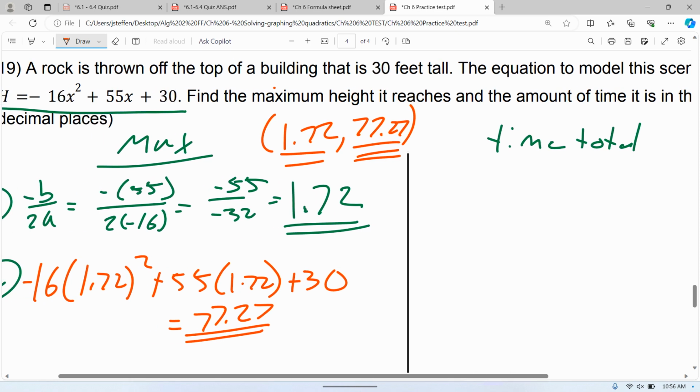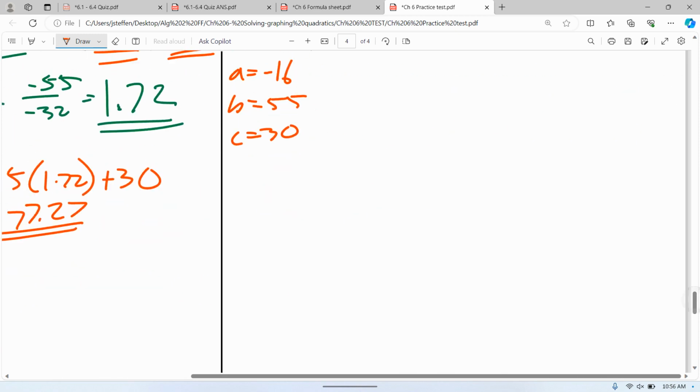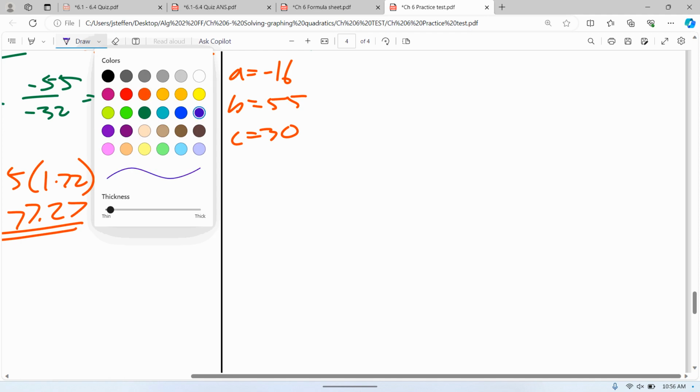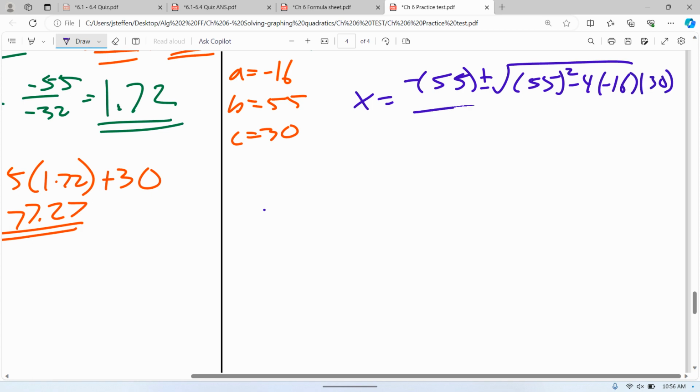So A is negative 16, B is 55, C is 30. We plug those numbers in. Negative B, plus or minus the square root of 55 squared minus 4 times A times C, all over 2 times A. Now again, if you put that in your calculator exactly how you see it, that's fine. Just make sure with these story problems, make sure you actually find the decimals. But I still do it in 2 steps.